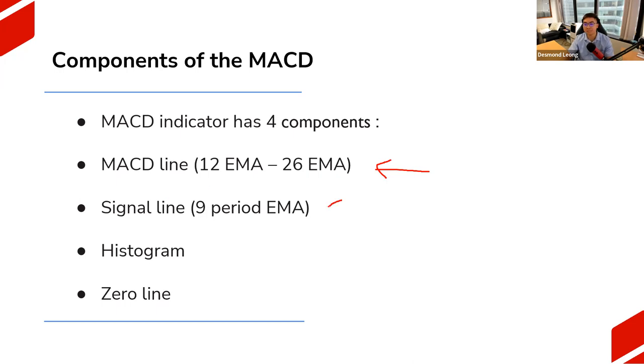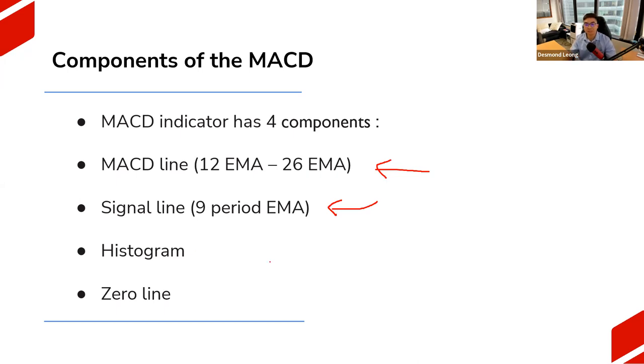Next, we have the signal line. So this is a 9-day EMA of the MACD line and is used as a trigger line to generate buy and sell signals. So when the MACD line crosses above the signal line, it is a bullish signal. And when it crosses below the signal line, it is a bearish signal.